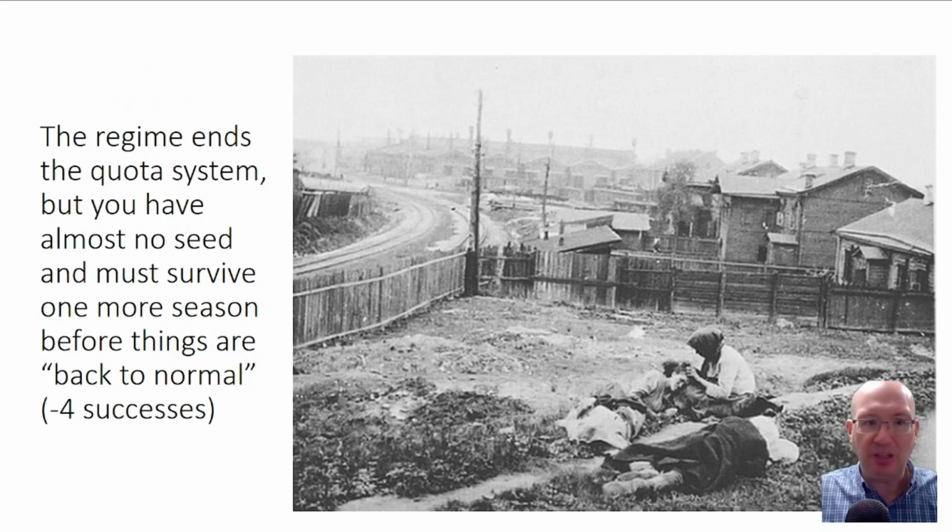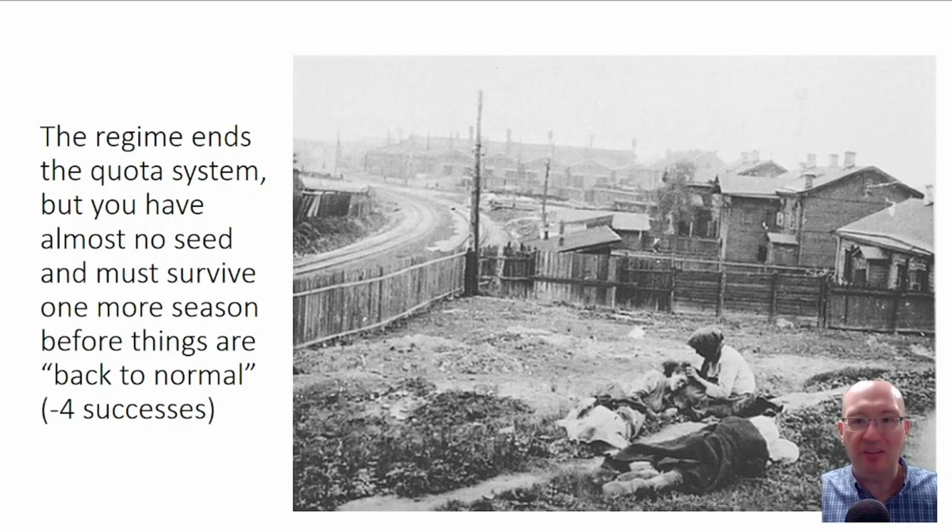What I did originally, I say the regime ends the quota system, but you have almost no seed and must survive 1 more season before things are back to normal, end quote. So I said, now you have minus 4 successes. Now, I'm going to decide with playtesting. I may decide this is just too harsh. I may just decide to end with the robbers and just mention it and say, okay, you survived, but now you have to rebuild in a regime that is hostile to you and will take away your food, knowing that it will kill you. And the only reason they have let you start going back to normal is they realized, well, if we kill all the peasants, we won't have any food. Right? I could end that way, or I could end with this.